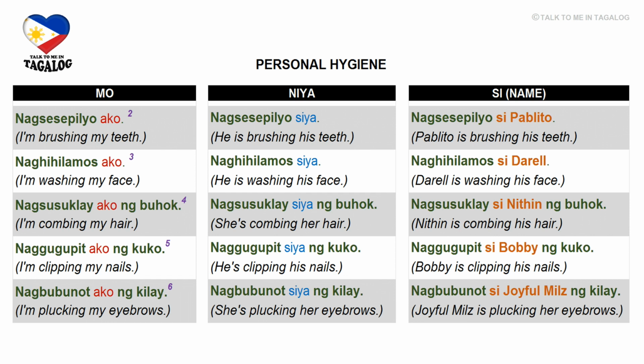Nagbubunot ako ng kilay. Nagbubunot means plucking and kilay means eyebrows. I'm plucking my eyebrows. Nagbubunot siya ng kilay. She's plucking her eyebrows. Nagbubunot si Joyful Mills ng kilay. Joyful Mills is plucking her eyebrows. I hope that the difference between the three sentence patterns are clear to you by now.